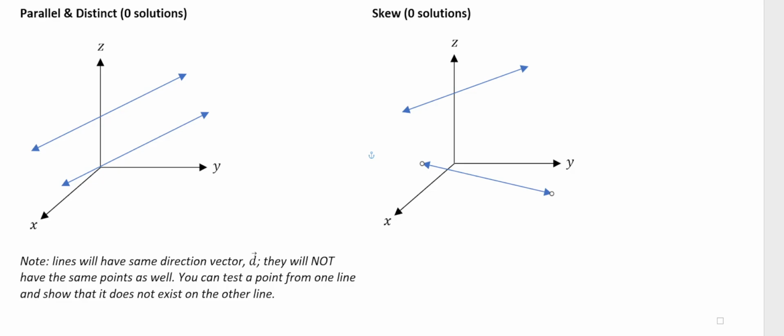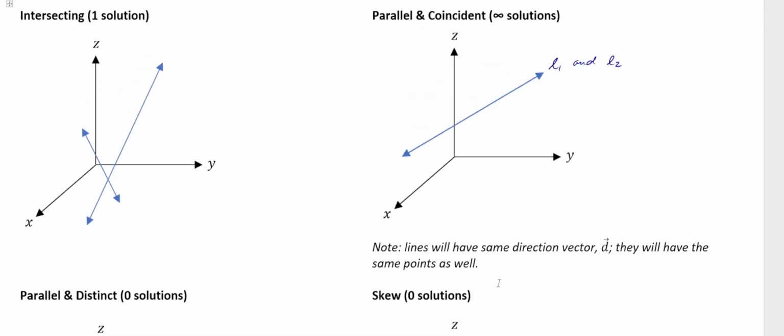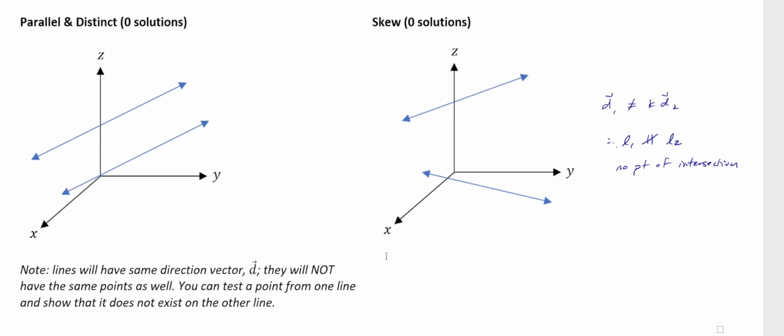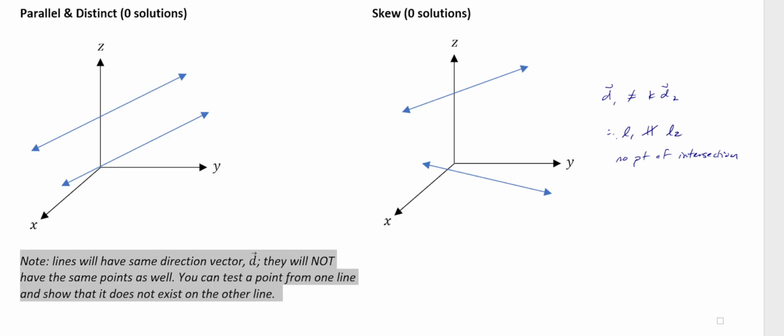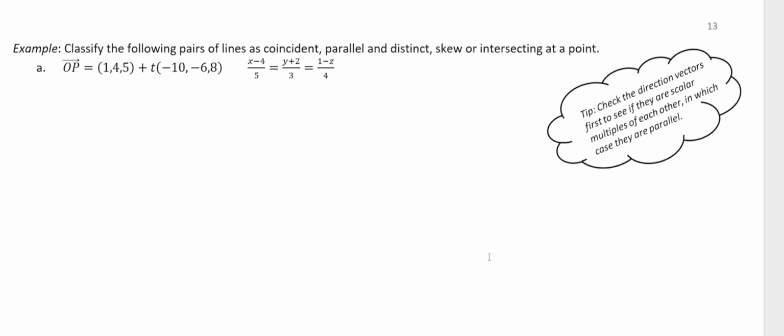So in this case, D1 is not parallel to D2. It's not a scalar multiple of D2. That means therefore line 1 is not parallel to line 2, and there is no point of intersection. So they are skew. You'll note over here that I have some notes on what parallel and coincident mean, and also some notes on what parallel and distinct mean. Okay, let's move on to this question right here.